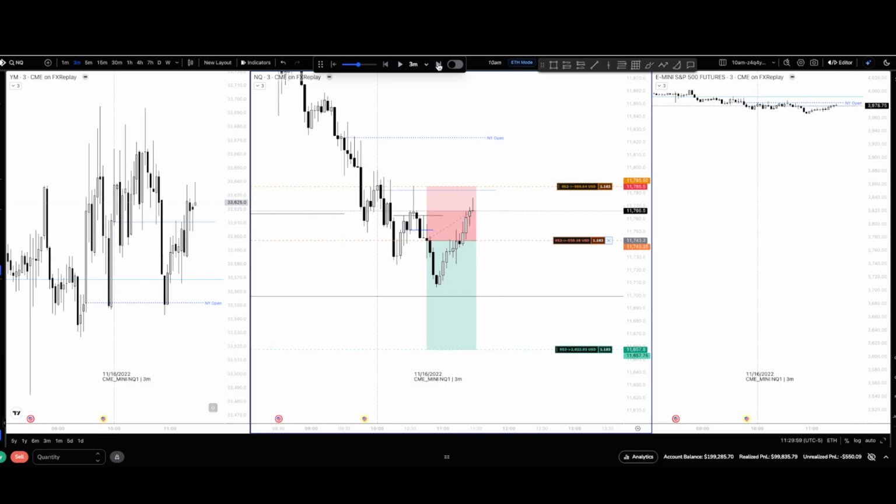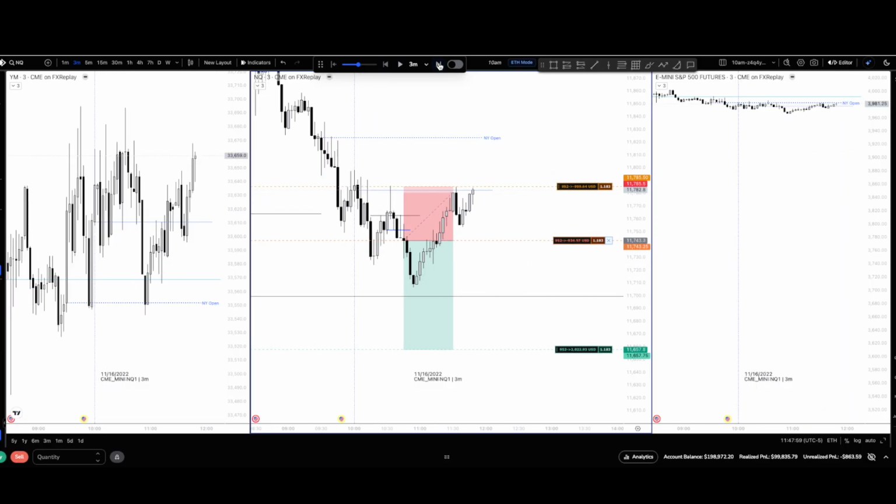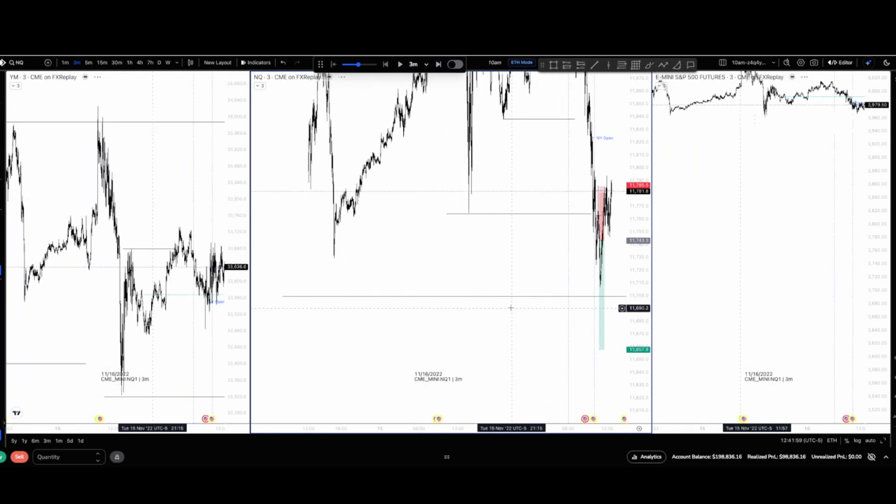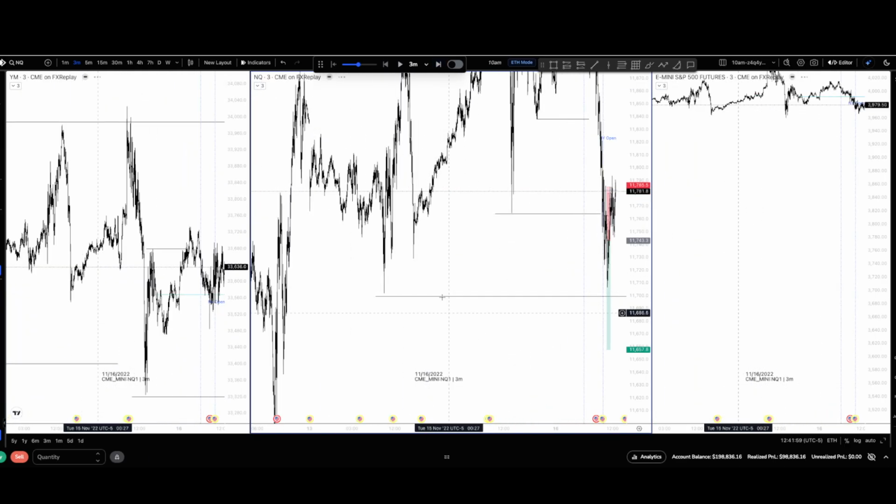Not the best reaction. Fuck, we're getting stopped. Yeah, we're getting stopped. Damn. Fucking ran short, dog. That's fucked. Oh, shit. We missed. I wanted to go break even as soon as you cross that low.